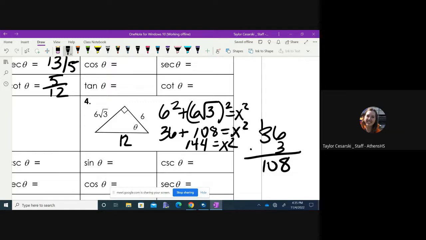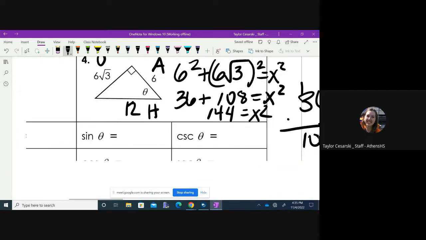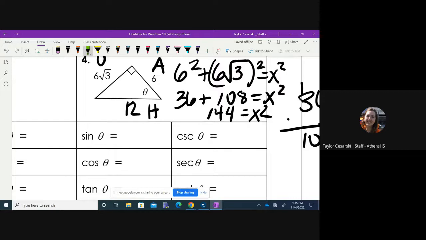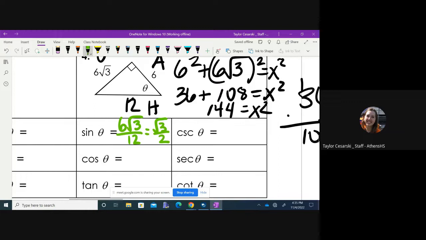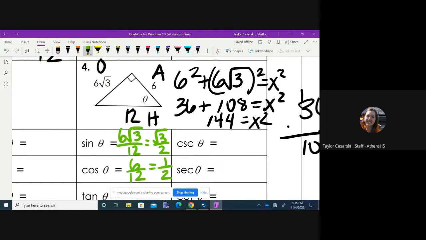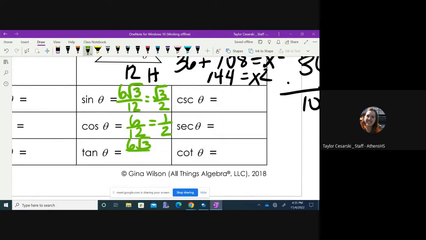All right, so this is opposite, this is the hypotenuse, and this is the adjacent. So first we have opposite over hypotenuse. So that's 6 square root 3 over, not square root 13, square root 3 over 12. That does simplify to square root of 3 over 2. All right, I'm going to go through now cosine. Cosine would be 6 over 12, adjacent over hypotenuse, which is 1/2. And then tangent opposite over adjacent, 6 square root 3 over 6 is just square root 3.